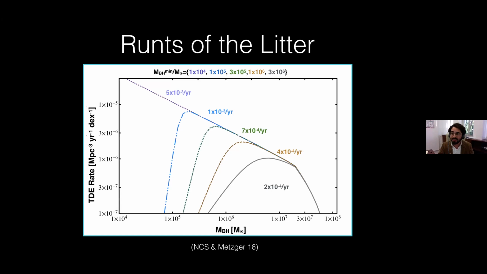You can see that in order to beat the rate down into any kind of agreement with observations 5 years ago, you need to make very, very conservative assumptions about the black hole occupation fraction. You need to assume that there aren't many supermassive black holes below 2 or 3 times 10 to the 6 solar masses, which is arguably in tension with observations already.